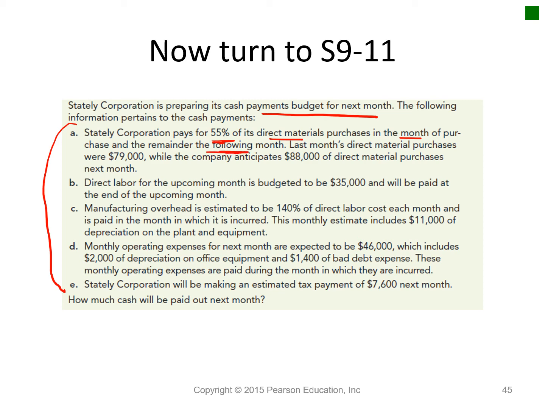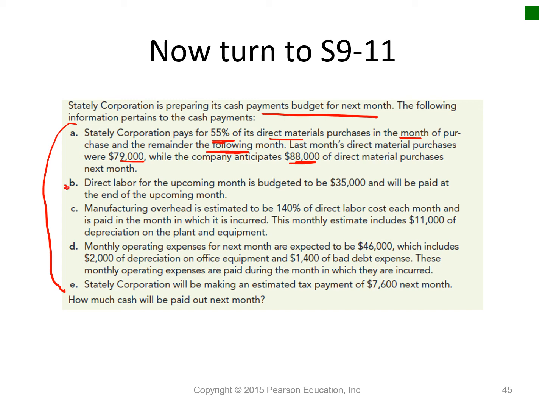They tell you what the purchases were. It says last month's purchases were 79,000, while it anticipates 88,000 of purchases for the next month. So we'll need this ratio: 55% of direct material purchases in the month, and therefore 45% would be in the next month.